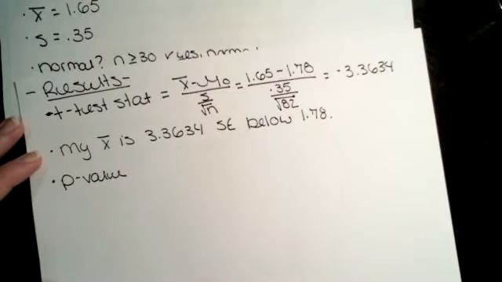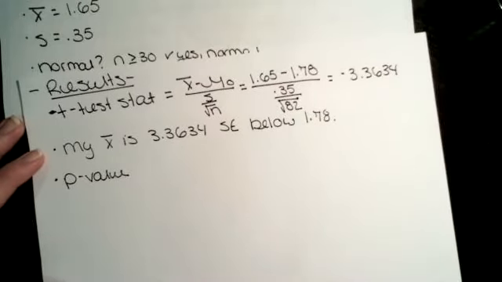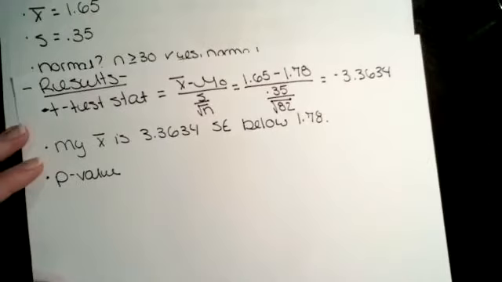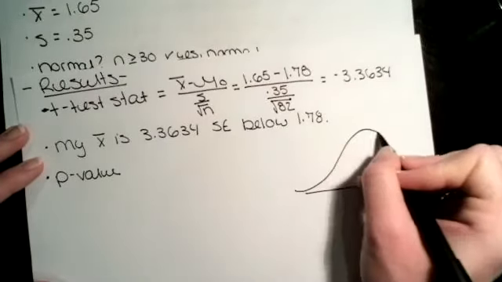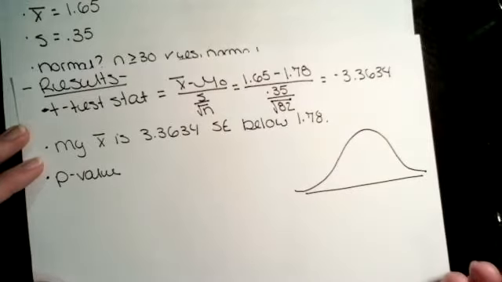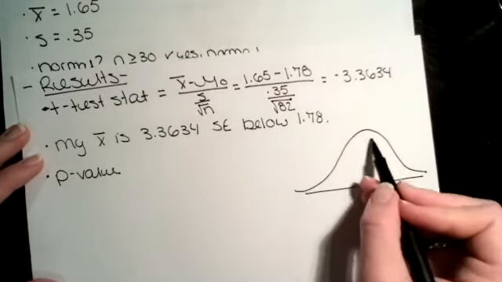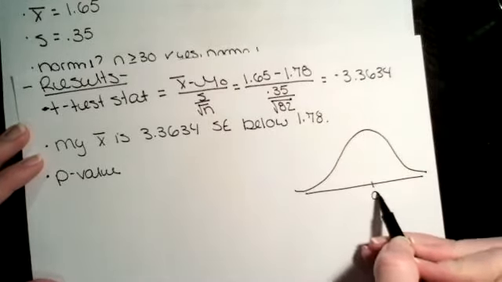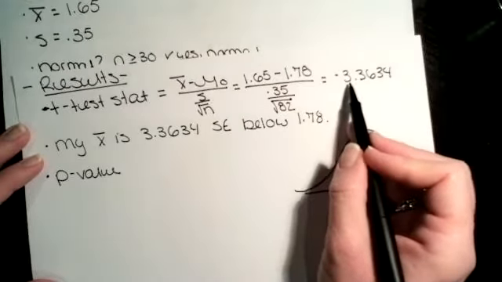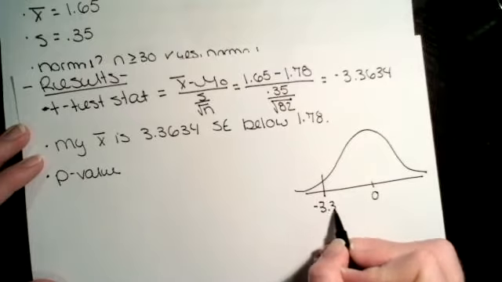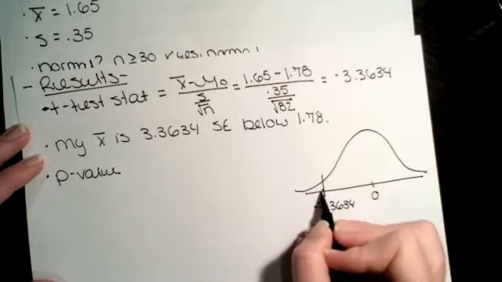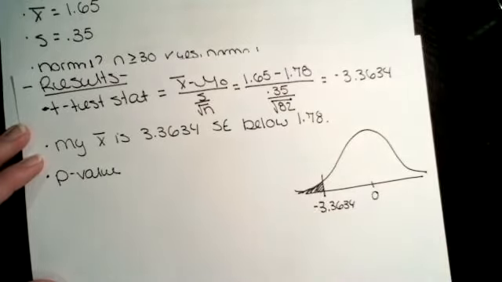Remember what the p-value is. I'm calculating the probability. Let's draw a picture and see what we have going on, and it's going to help me with that calculation. So I have my picture. We're on the t-curve now, right? So the center of my t-curve is 0. My test statistic is negative 3.3. So right here, negative 3.3634. I'm calculating this area and this tail to the left.